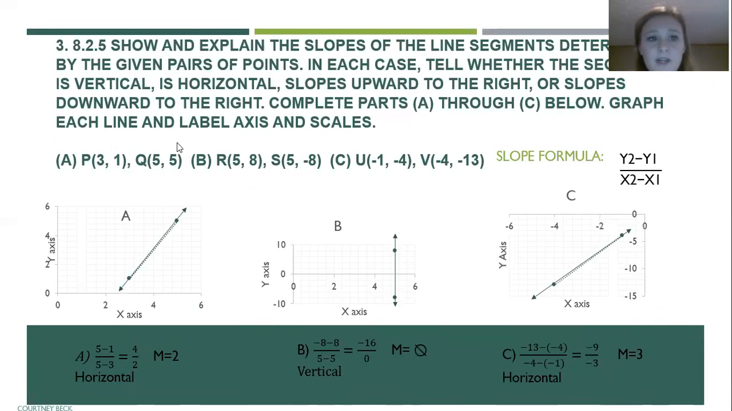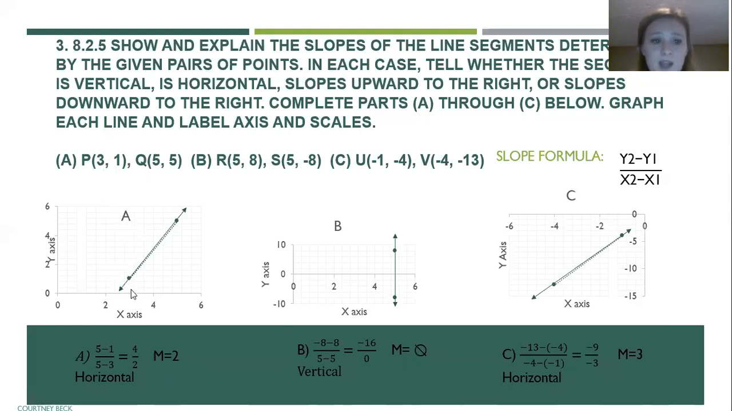Question number 3. We are to show and explain the slope of a line segment and determine by the given pairs of points whether the segment is vertical, horizontal, or whether the slope is upward, or to the right. And we have P, the point is at 3, 1. So first I graph that. Here's the graph for points A.